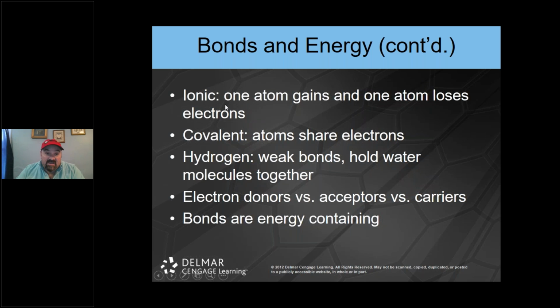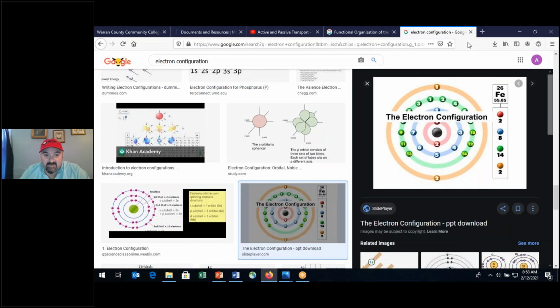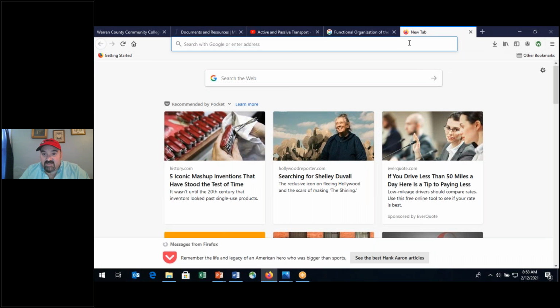So in the case of the ionic bonds, one atom gains, one atom loses. In the case of covalent, there's a sharing that takes place of the electrons. In the case of hydrogen bonds, we would say that these bonds are weak bonds, and they'll be able to hold water molecules together. There's a cool experiment, and it's regarding the bonding of these hydrogen bonds between the different water molecules.